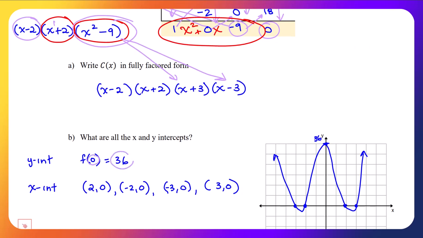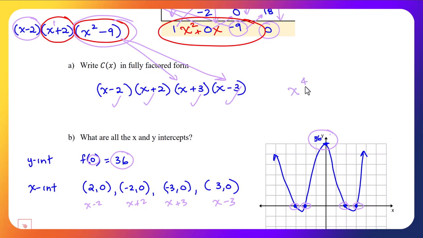Plug in 0 for x, I'll get 36. And so obviously there's not 36 boxes, so I'm just going to mark this clearly as 36. Ignore the boxes for the y direction. And then we have x minus 2, x plus 2, x plus 3, x minus 3 for the factors. And they indicate to us that the x-intercepts are negative 3, negative 2, 2, and 3.